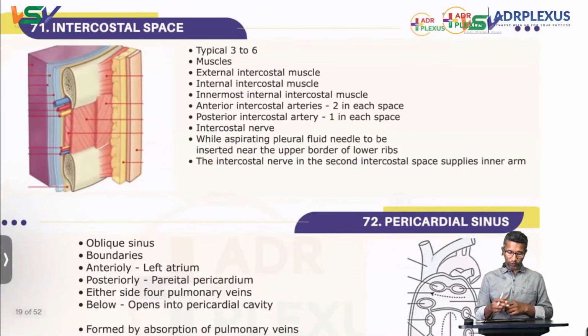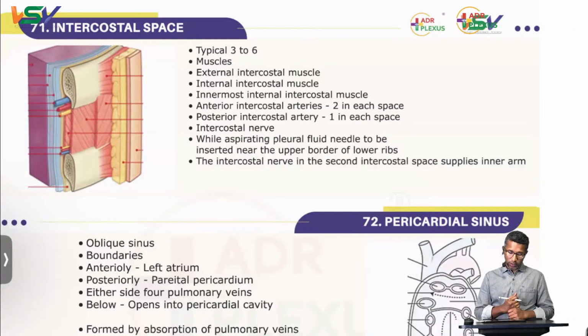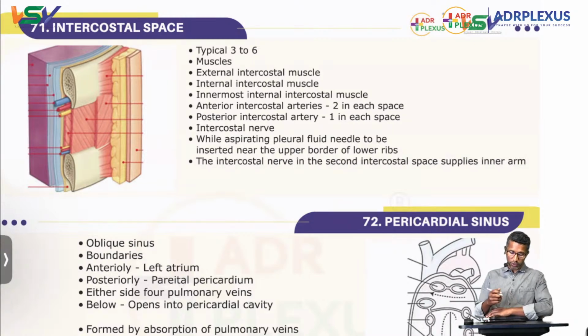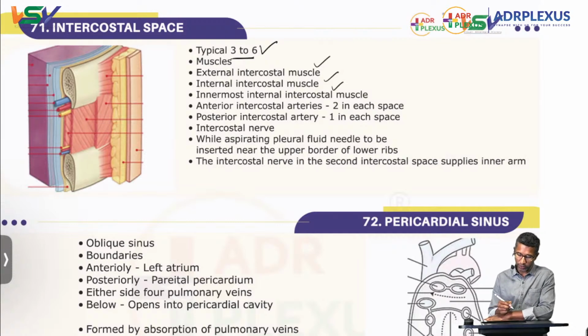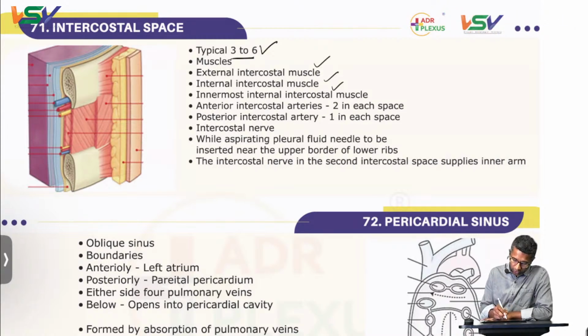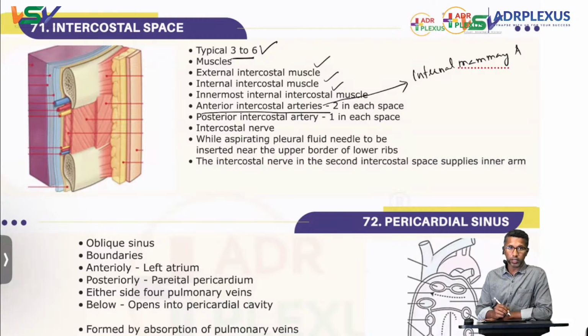The next VSV is again based on the intercostal spaces. There are totally 12 ribs and 11 intercostal spaces, of which the third to sixth intercostal spaces are typical intercostal spaces, and they contain external intercostal muscle, internal intercostal muscle, and innermost intercostal muscle from outside to inside. Each contains two intercostal arteries. The two anterior intercostal arteries are derived from the internal mammary artery.